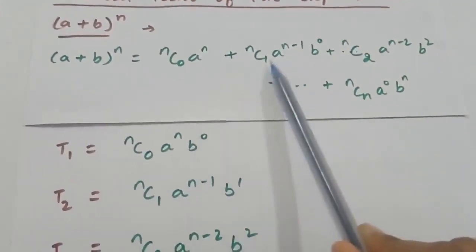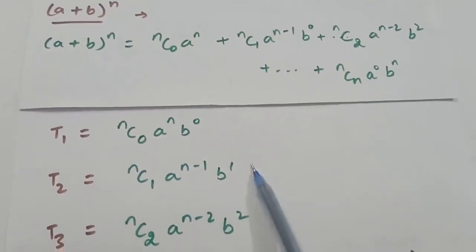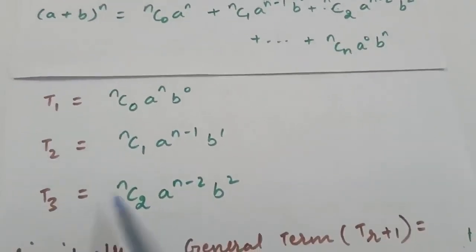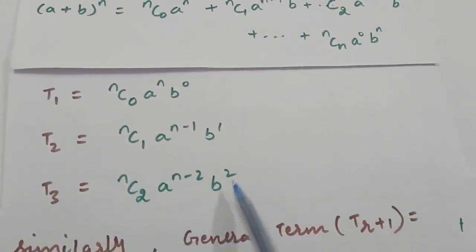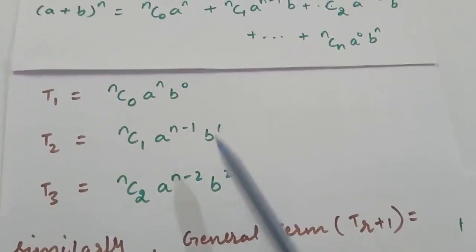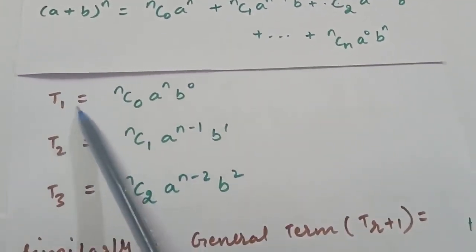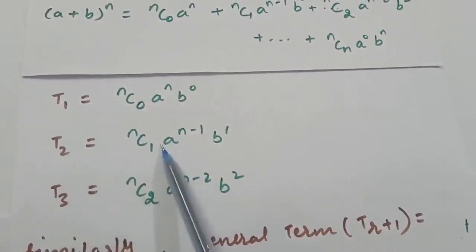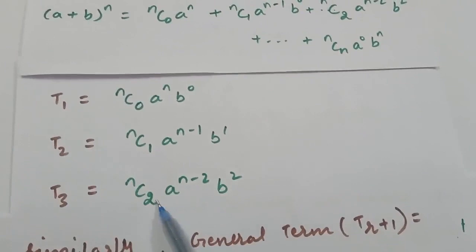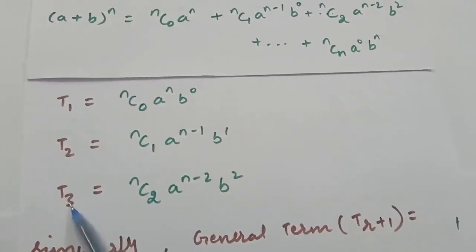Second term is nC1 a raised to the power n minus 1 b raised to the power 1. Third term is nC2 a raised to the power n minus 2 b raised to the power 2. So we can see the pattern that when it is 1, here it is 0. When it is 2, here it is 1. When it is 3, here it is 2. That is always 1 less than the number here.